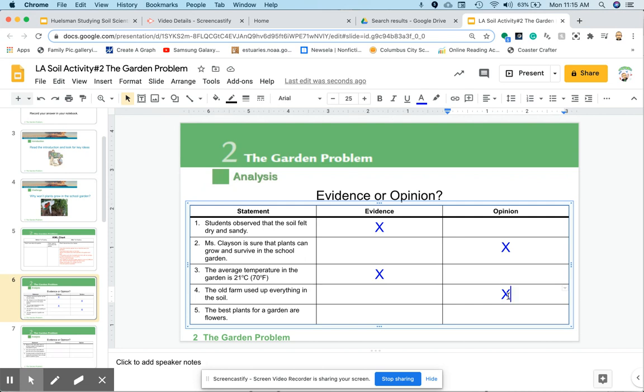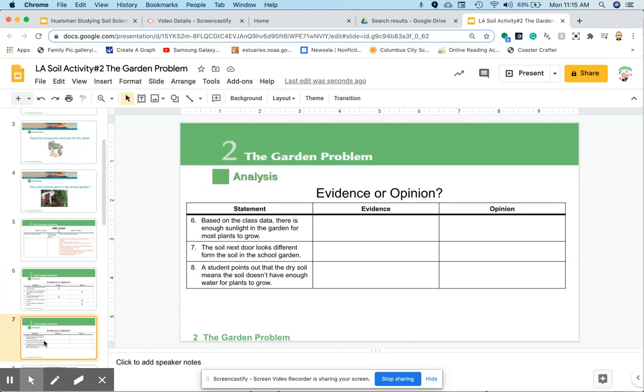Number 5, the best plants for a garden are flowers. Evidence or opinion? Okay, that is an opinion statement. It's an opinion statement because it has no factual support. Some people may prefer other plants, like vegetables.